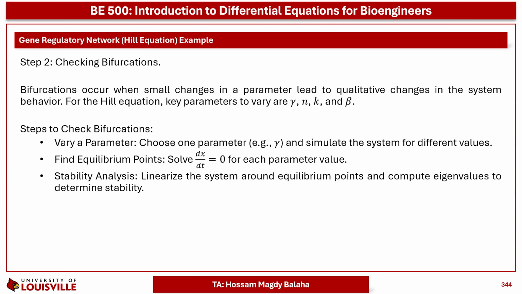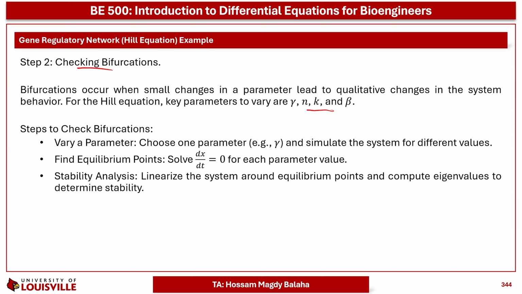The second step is to check bifurcations, and simply bifurcations occur when small changes in a parameter lead to qualitative changes in the system behavior. And here we have 4 key parameters: n, k, beta, and gamma. And by changing one or more of them, we will understand what are the constraints or limitations that can lead the system to transit from stable to unstable.